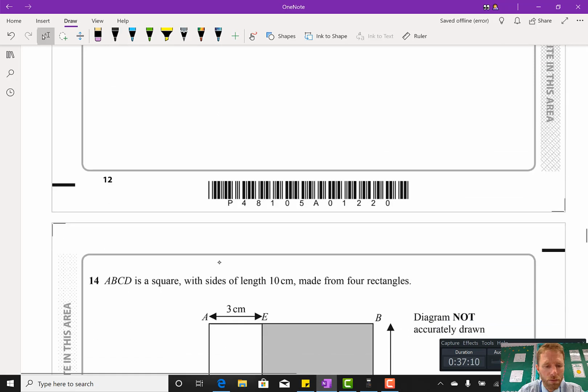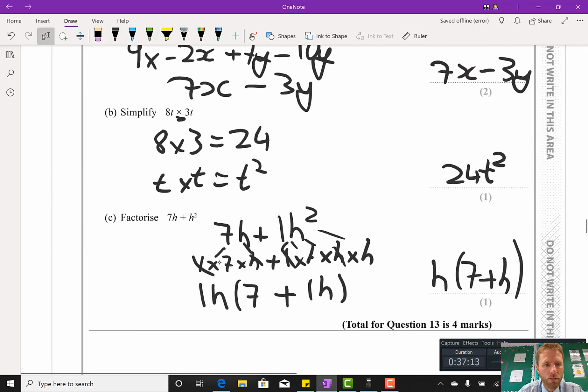It's called being fluent. Okay. Question 14 already. Brilliant. Might get home before midnight.